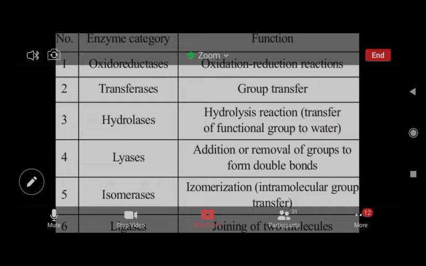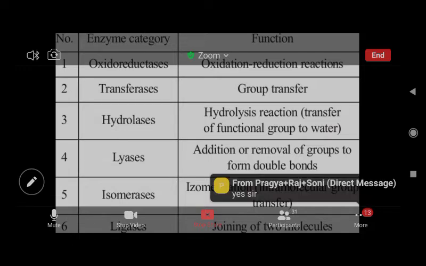Pragya, in the step of glycolysis where glucose 6-phosphate was converted into fructose 6-phosphate, that was an isomerization reaction, catalyzed by phosphohexose isomerase. Is it okay, Pragya? The name isomerase is given to it: phosphohexose isomerase. Pragya, is it clear to you now?